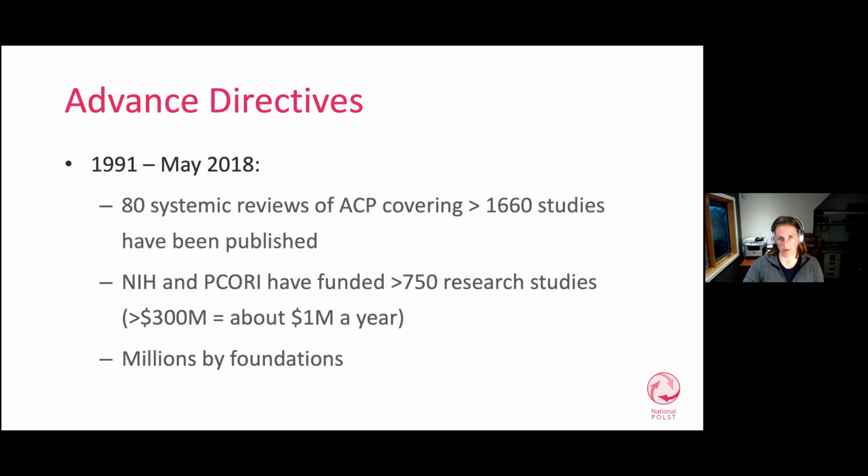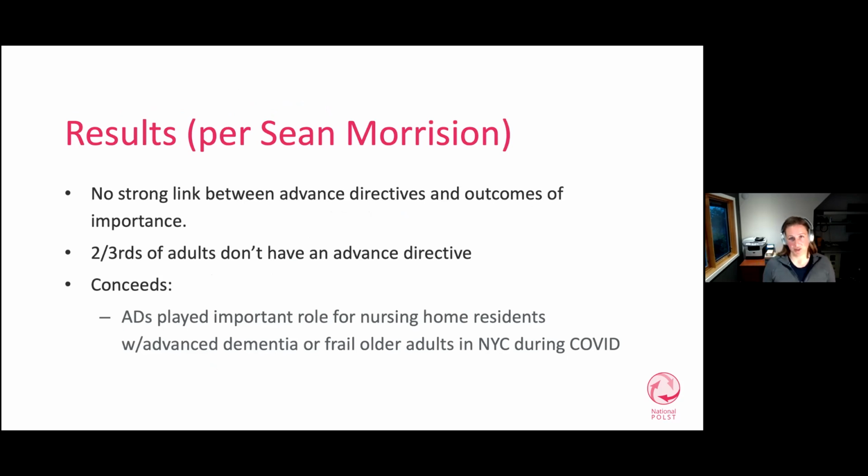And millions have been poured into advanced care planning, specifically advanced directives, by foundations. Sean Morrison was the author of this article, and according to him, there's no strong link between advanced directives and outcomes of importance. I haven't heard any really strong arguments against that statement. Again, 2/3 of adults don't have an advanced directive. He does concede, however, that advanced directives played an important role for nursing home residents with advanced dementia or frail older adults in New York City during COVID. I'm not sure why he's pointing that out specifically, but he at least acknowledges that there can be a role, maybe just in pandemics, I'm not sure.